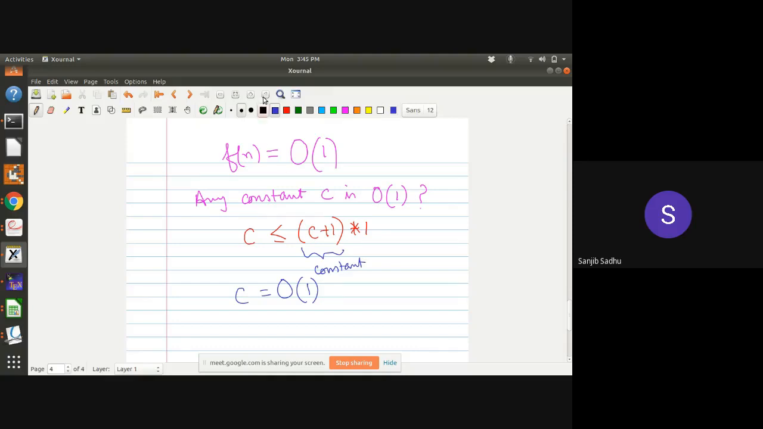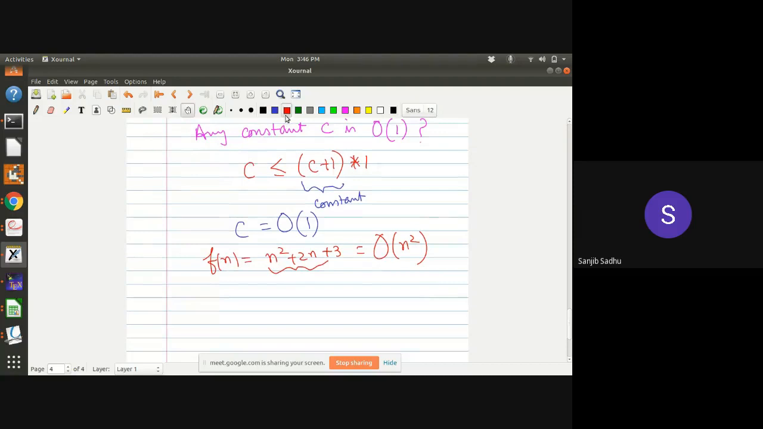Fine. Now I am asking you to find a function f(n) which is big O of 1. But I am not asking about c. c is a constant function, but I am asking for a function that involves n in that expression. For example, f(n) is say n square plus 2n plus 3. But I know that this is big O of n square, and here n is also involved. Clear? So I am asking you for a function f(n), where I am not saying what this part will be, but that will be equal to big O of 1.